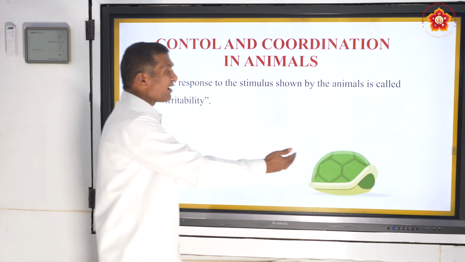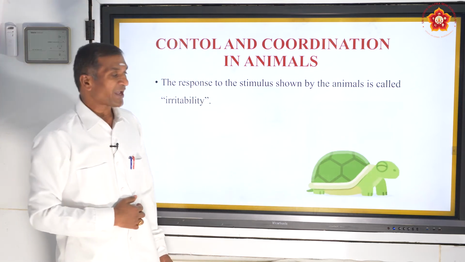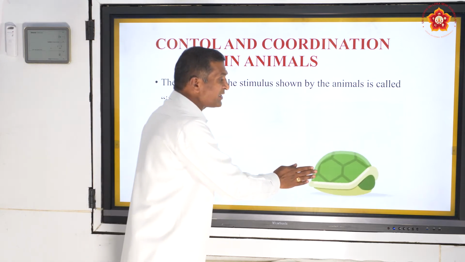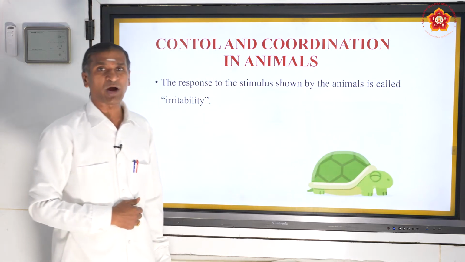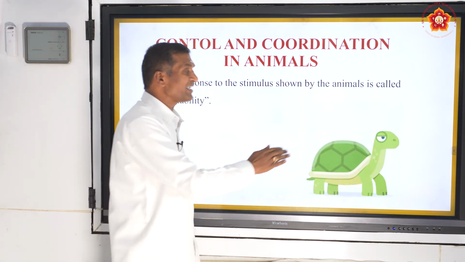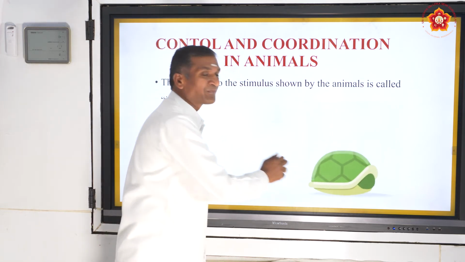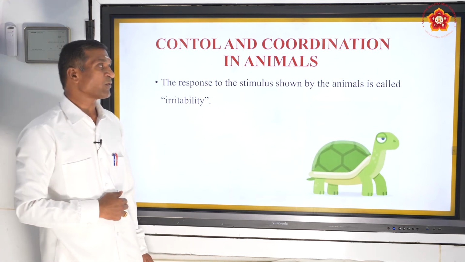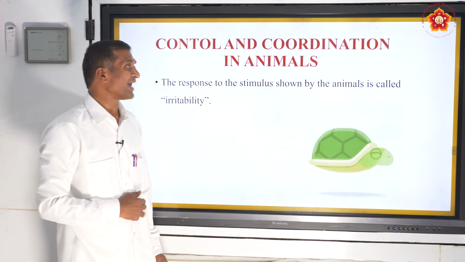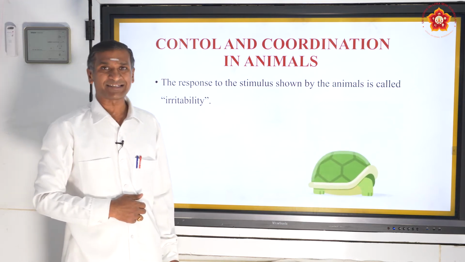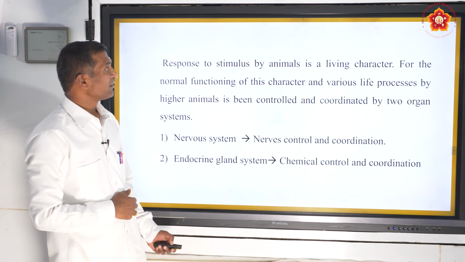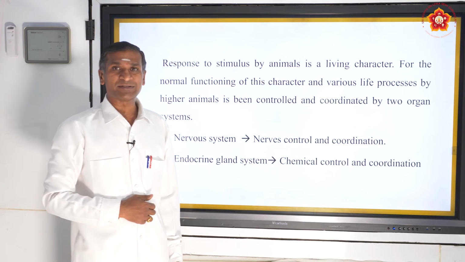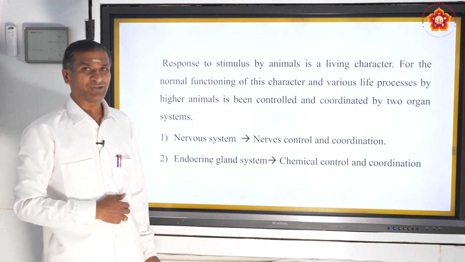You are observing a picture of a tortoise with its shell, and immediately the tortoise raises its neck to the outer environment, and suddenly it closes itself into its shell for protection, where we see that the response to the stimulus shown by the animal is called irritability. This response to the stimulus by animals is a living character which we have understood.